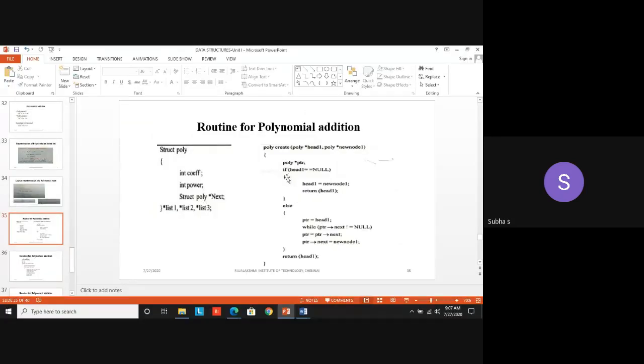We will discuss it in the next class. By next class, your first unit will be completed because this is your last topic in your first unit. They have mentioned specifically the polynomial operations only: polynomial addition, then subtraction and differentiation. So we are using a node called poly with what? Coefficient, power and then pointer.